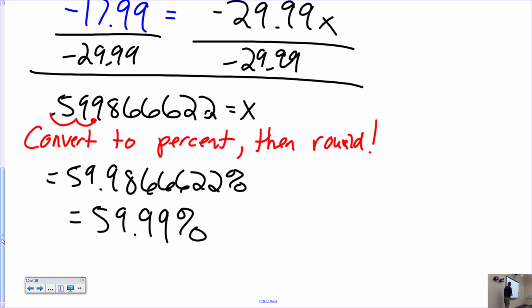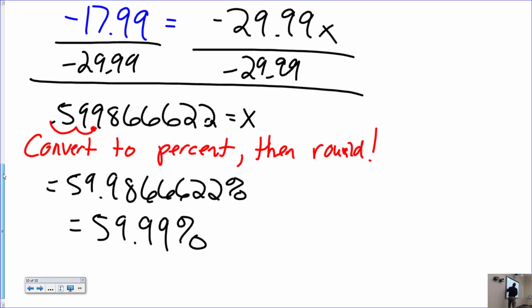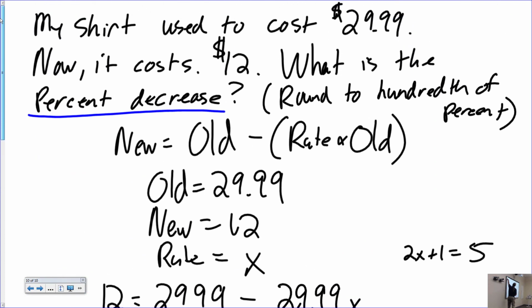All right, and one of the things that I would like you guys to do in addition is take a sanity check. This number is more than 50%. Therefore, what had to happen to the price of that item? It had to be at least cut in half, right? Because 50% means it's half. So, what was the price?